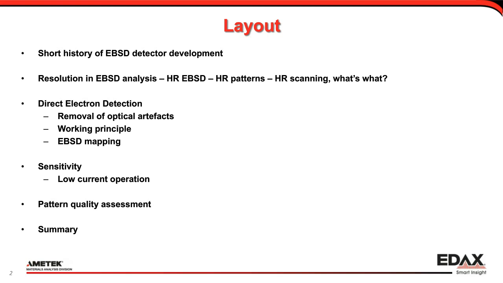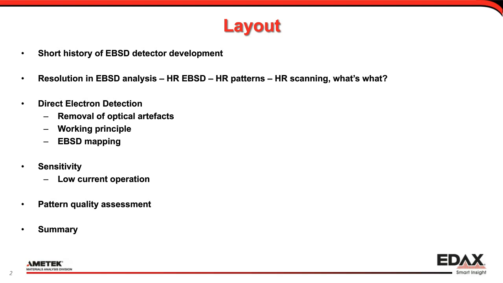HR EBSD, HR patterns, HR scanning. We see lots of these things. People are talking about them, but what's what? Then a quick introduction to direct electron detection. How does it work? Removing possible optical artifacts that we have on detectors. And of course, what can we do with EBSD mapping and pattern analysis with one of these detectors?